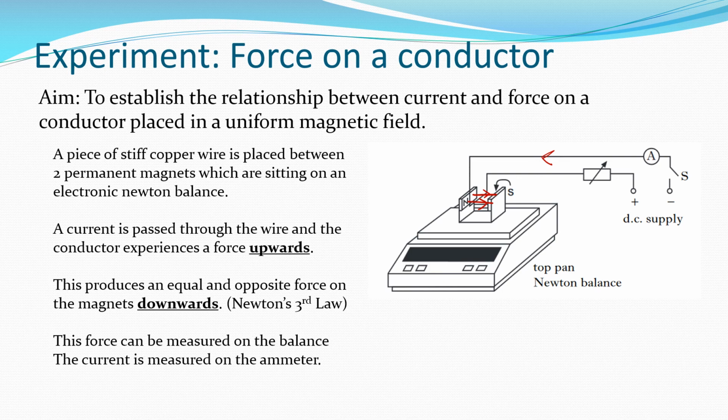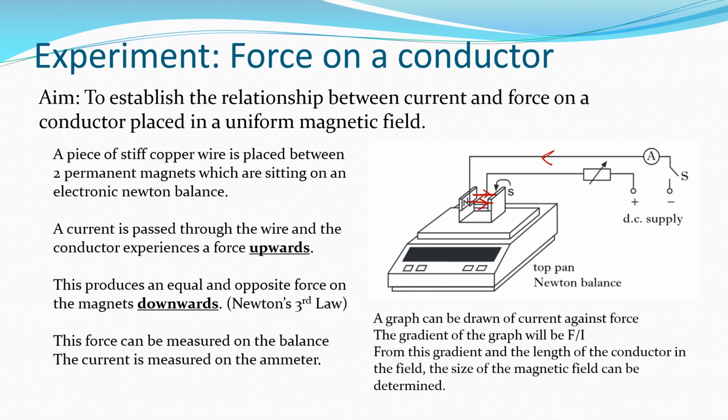The current is also measured on the ammeter, and a graph can be drawn of force against current. The gradient of the graph will be F over I, just like the gradient of a VI graph is V over I, thus giving the resistance. That gradient and the measured length of the conductor in the field will allow us to determine the size of the magnetic field.